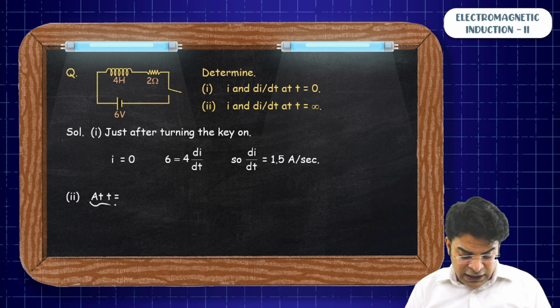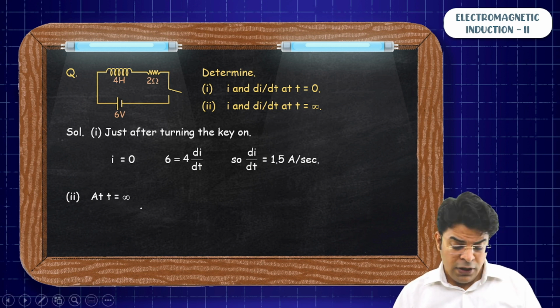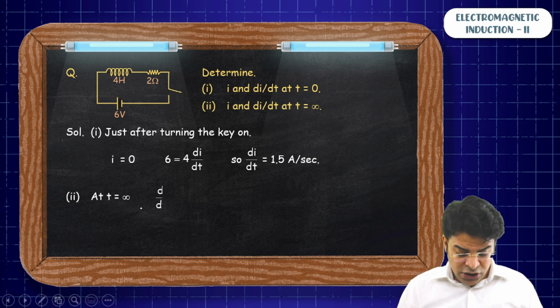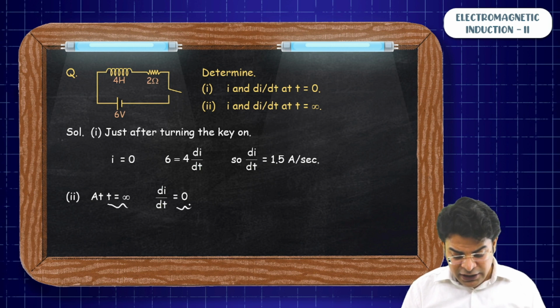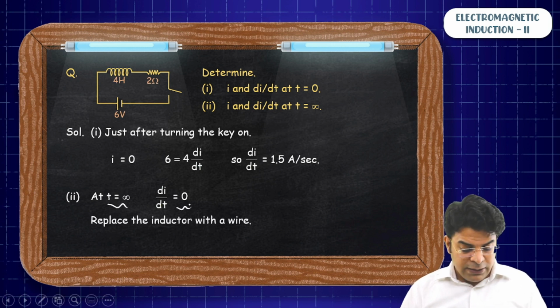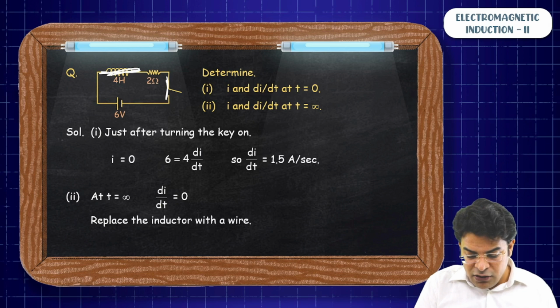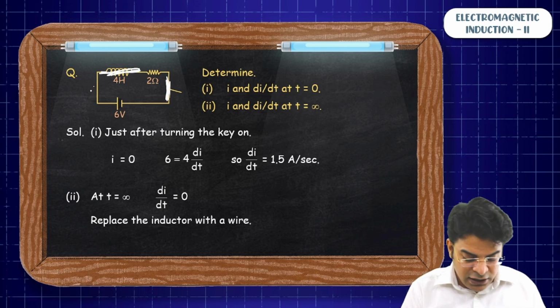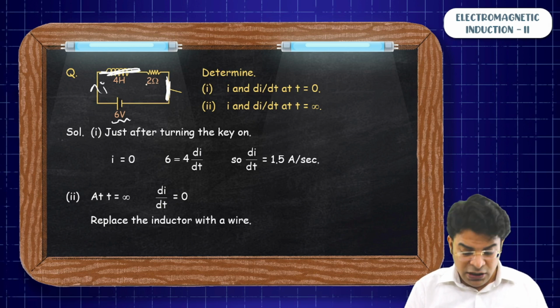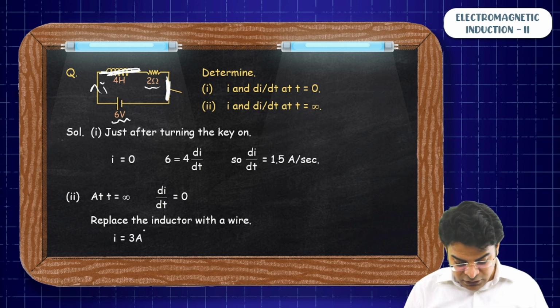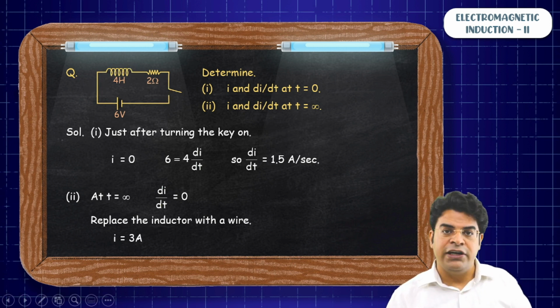For the second part, at time equals infinity, we know that we have attained steady state. So at time equals infinity, di by dt will be equal to 0. We will just replace this inductor with a wire and think of the closed circuit. The current in the circuit has to be equal to EMF divided by resistance. So that will be 6 by 2, which is 3 ampere.